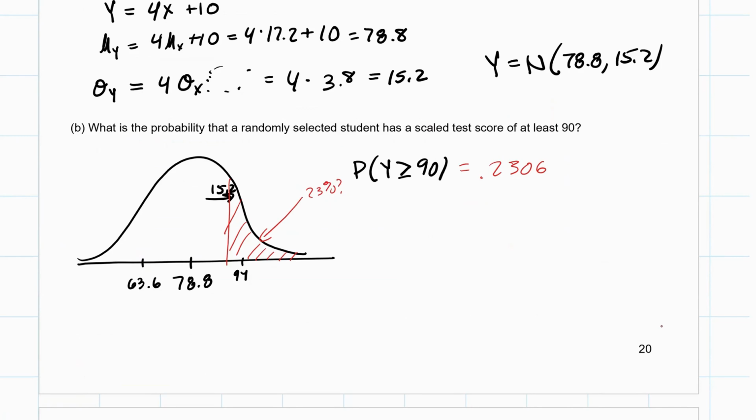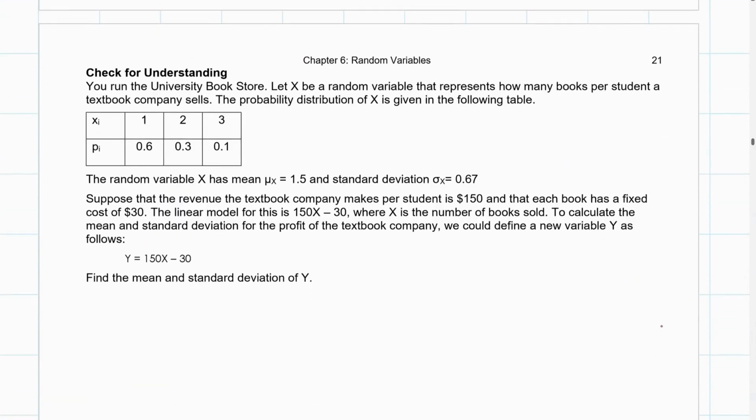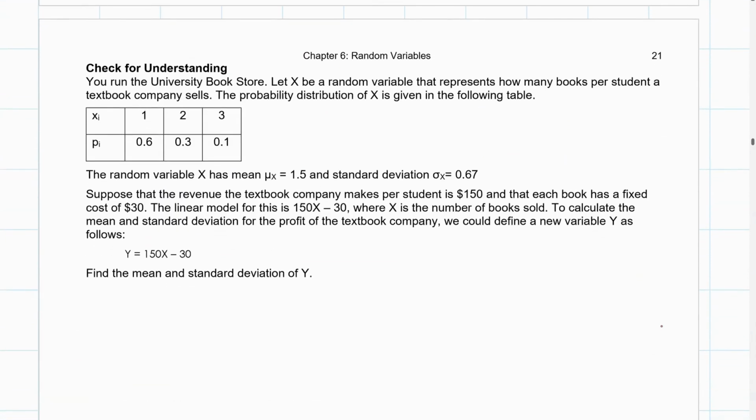All right, let's take a look at the next page. A check for understanding. It says you run the university bookstore. Let X be the random variable that represents how many books per student the textbook company sells. So this is one book or two books or three books. The probability distribution is given on the formula table. Hey, most students are buying only one book, because the random variable X has a mean of 1.5 and a standard deviation of 0.67. Oh, great. We don't have to calculate that. It's already given to us.